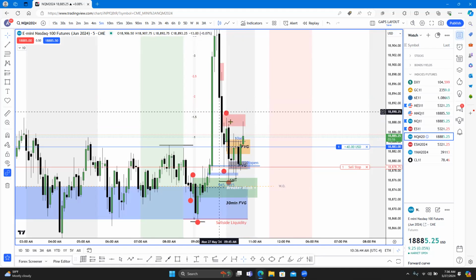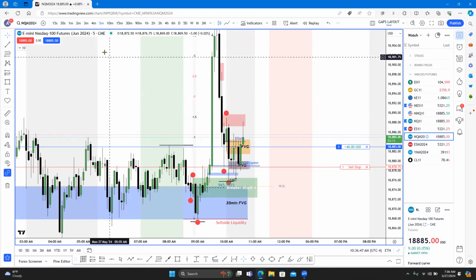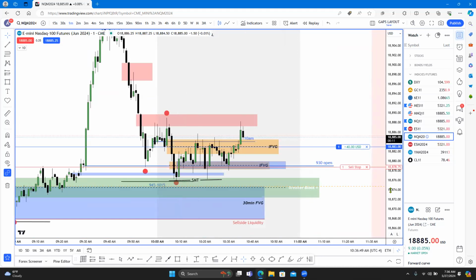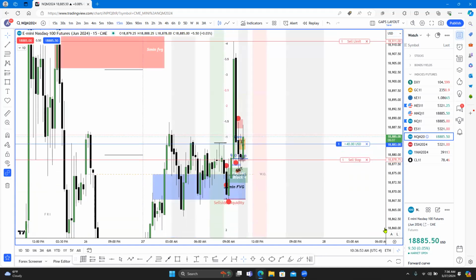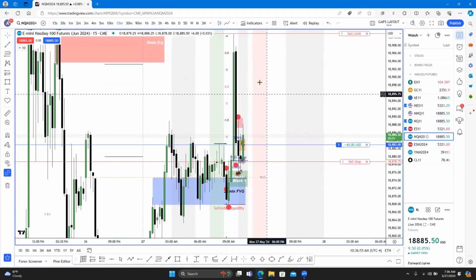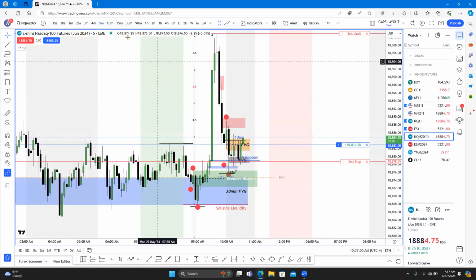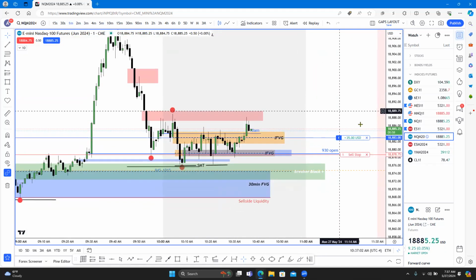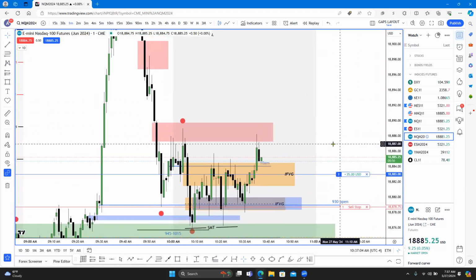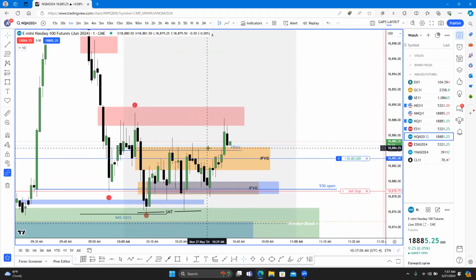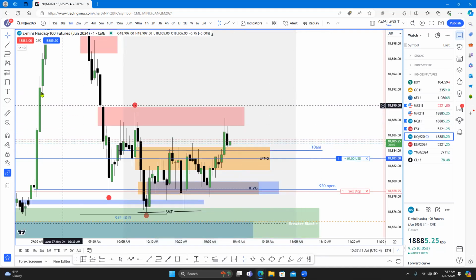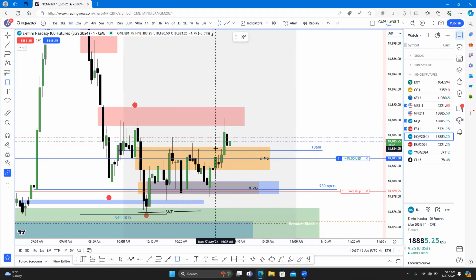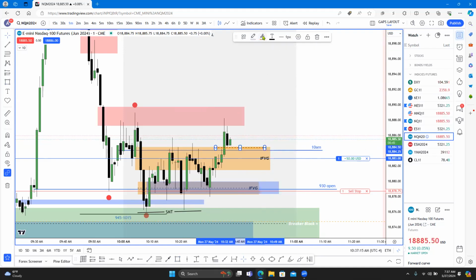So we're watching PD arrays and how they react from a higher time frame. We have 15 minute rebalance, 5 minute bearish. Right, so we left this open. We'll move this out of the way. And now we have this small little bullish gap in here.